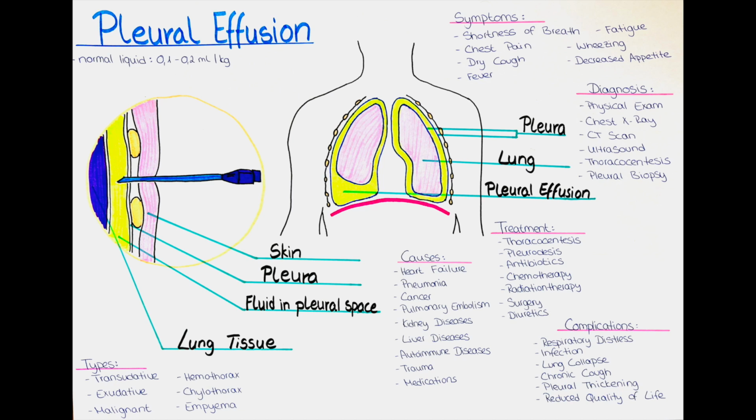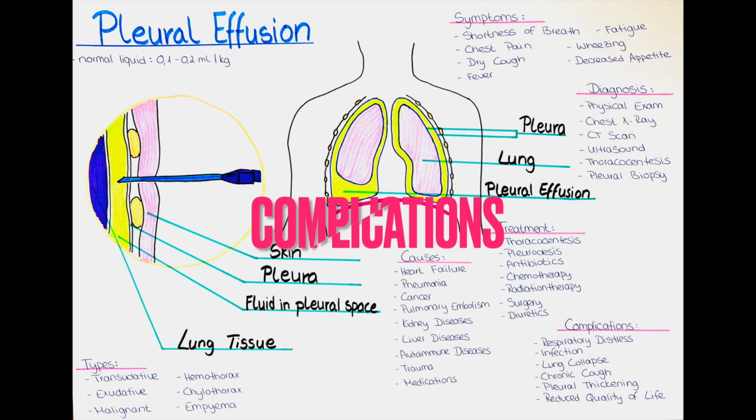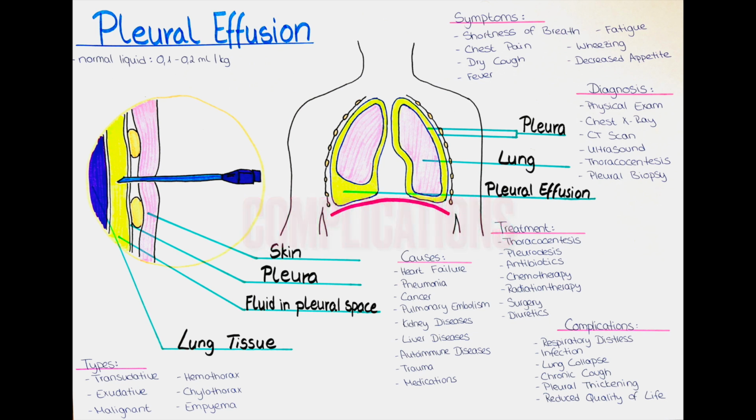If the pleural effusion is caused by heart failure or kidney disease, diuretics may be prescribed to help reduce fluid buildup. In addition to these treatments, supportive care such as oxygen therapy and pain management may also be necessary to relieve symptoms and improve quality of life. What are complications of pleural effusion? Pleural effusion can cause a number of complications, especially if left untreated. These are some of the potential complications.